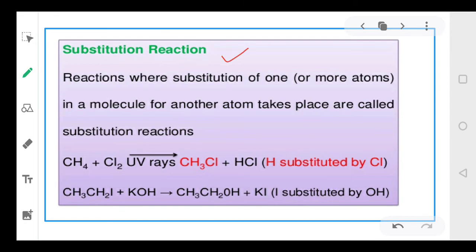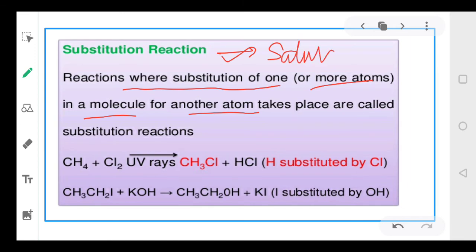Then comes your substitution reaction. Substitution reaction means the reaction where substitution of one or more atoms occurs in a molecule for another atom. एक ऐसा रिएक्शन है जिसमें एक पर्टिकुलर एटम की जगह दूसरा एटम रिप्लेस हो जाता है. Okay, and this reaction generally occurs in saturated compounds. तो saturated compounds they undergo the substitution reaction.